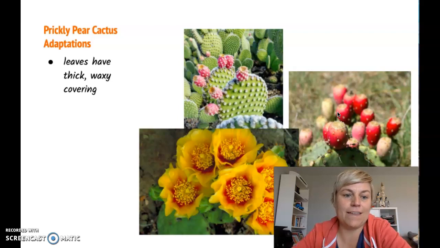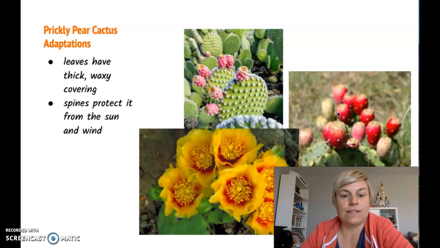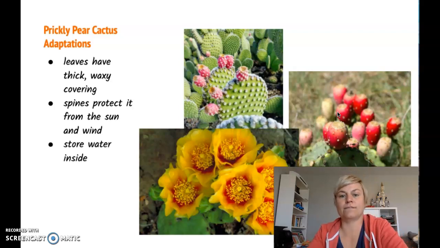So how do they survive? They have leaves that are thick, and they have a waxy covering on the outside so they don't dry out easily. The spines or the needles protect it from the sun and the wind, and they're also able to store a lot of water inside of their leaves, as all cactuses can.